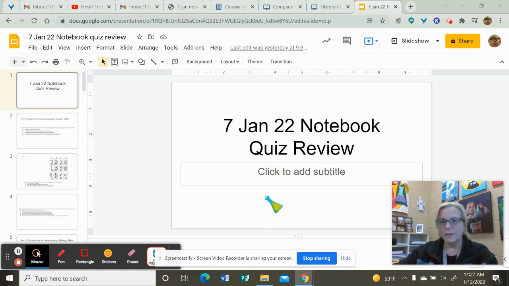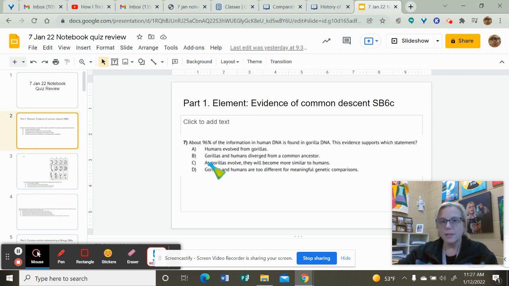You took a quiz, which was an open notebook quiz on the 7th of January. I wanted to go over these. There were different sections. The first section, the feedback is broken down by elements. So for the biology standard SB6c, the element deals with common descent of ancestry evidence.